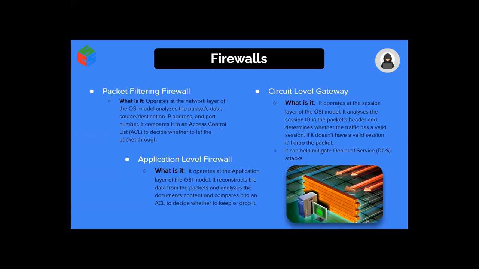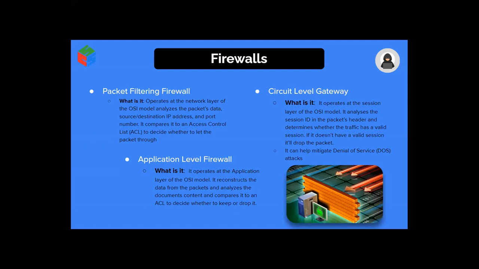Based on those rules and the packet information, IP address, and port, it will decide whether to let the packet through. Next one is the circuit level gateway, which operates at layer 4, the session layer. It pretty much doesn't look at anything else. It looks at the session ID and the packet header and determines that traffic has a valid session. If it doesn't have a valid session, it'll drop the packet. And this one is really important because it can help mitigate denial of service attacks.